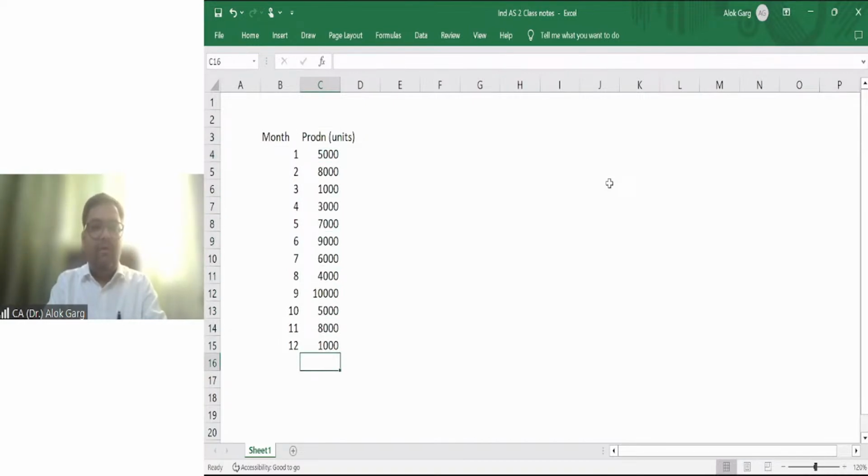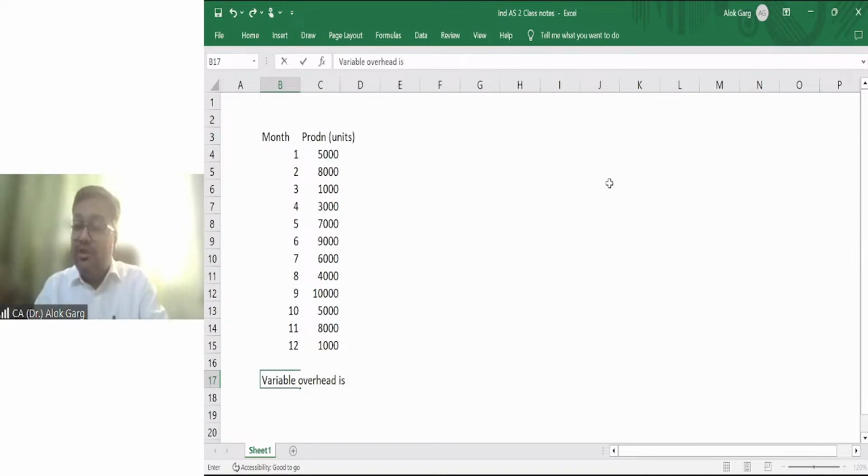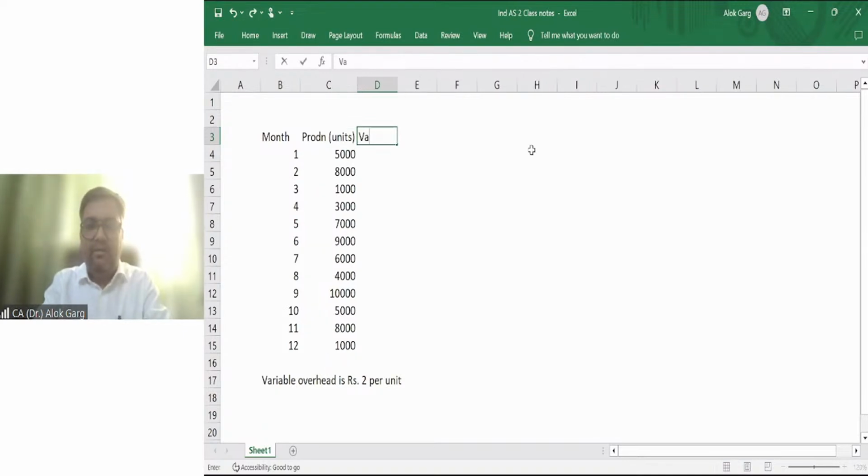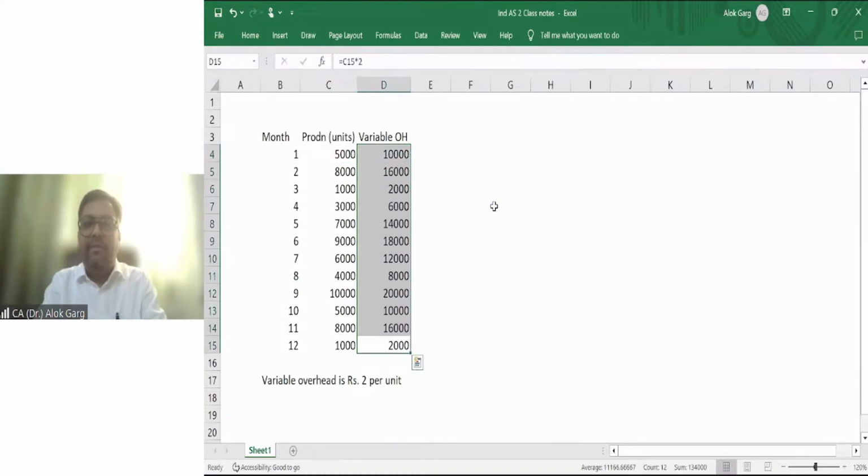For example, variable overhead. So variable overhead varies per the unit of production. So variable overhead is fixed per unit. Normally, variable overhead is fixed per unit. It is a unit cost. Variable overhead is rupees per unit. It varies in total, it varies in totality, but per unit it is fixed, not variable. Let's say multiply by 2. Right? This is your variable overhead.